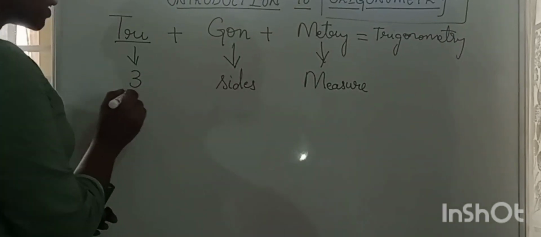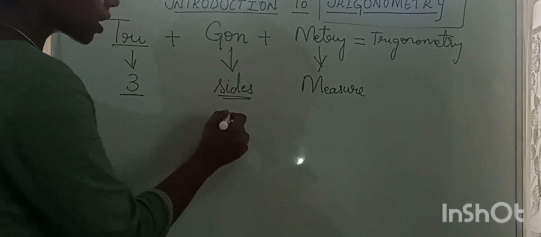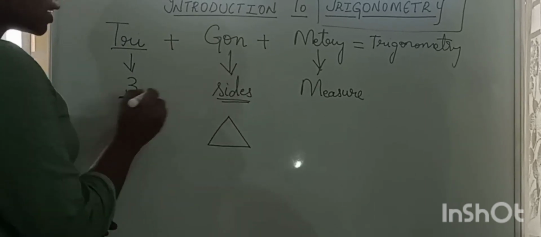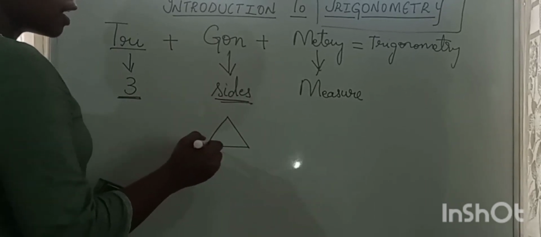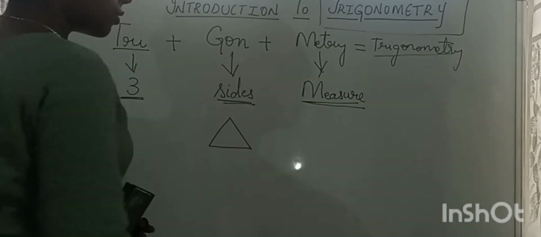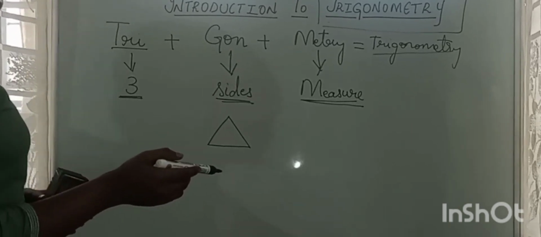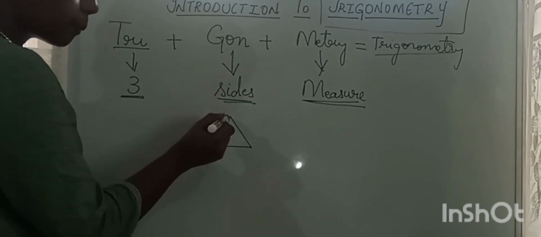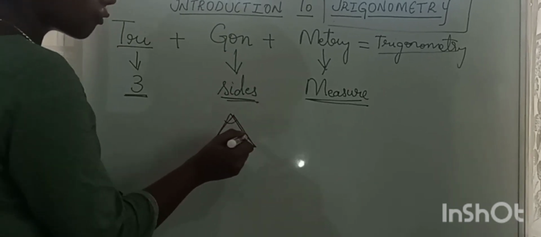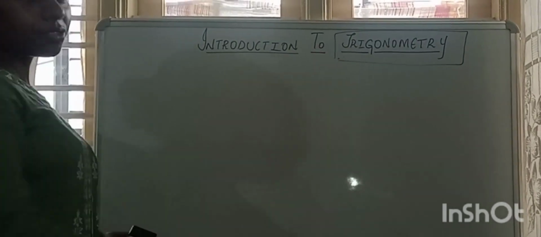So now it is saying three sides. A structure which has three sides is our triangle. The three-sided structure and the measurement of those sides is called trigonometry. We can say trigonometry is a branch of mathematics which deals with the study of the measurement of the sides of a triangle and also the angles of the triangle. So now we understood what trigonometry is.